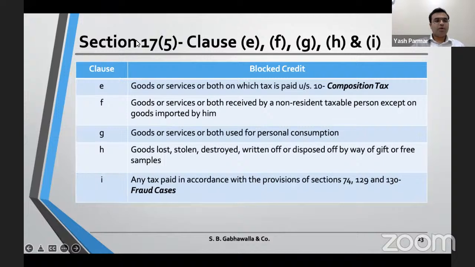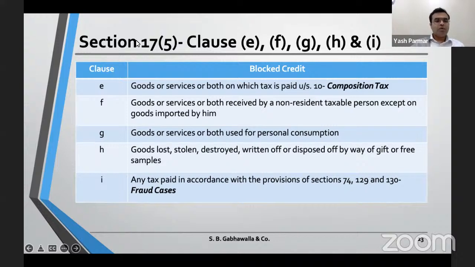Next one is clause F. Goods or services or both received by a non-resident taxable person, except on goods imported by him. So in this case also, a person who is getting himself registered as a non-resident taxable person, even though he is taking GST registration, he is paying tax on his output supplies, but he is not entitled to claim any ITC because of clause F. Except for the goods he is importing, he will be entitled to claim ITC on that. Apart from that, he will not be entitled to claim any ITC.